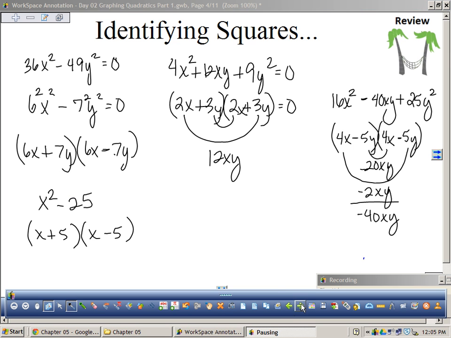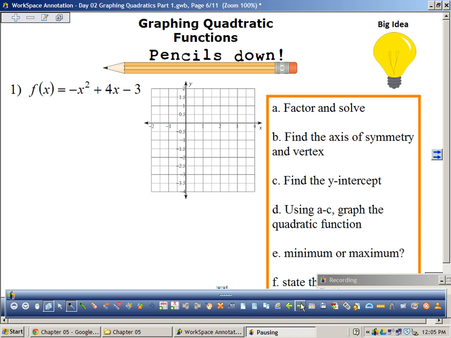So that's why when we did our lesson yesterday, what was my first step? You guys remember what the first step was? Oh, first one was GCF. What was the second step? Look for squares. Look for squares. They'll make your life easier.